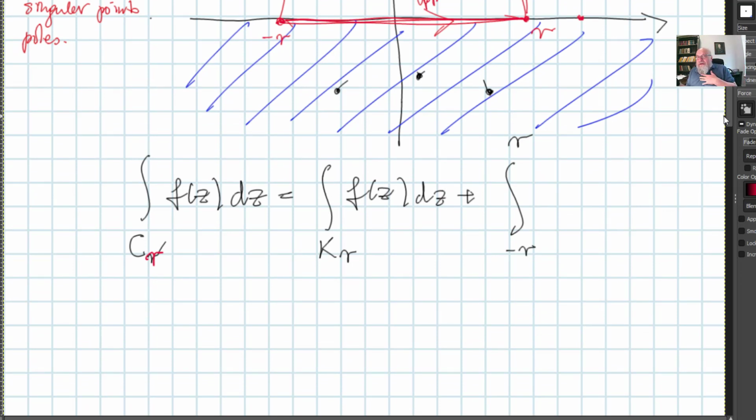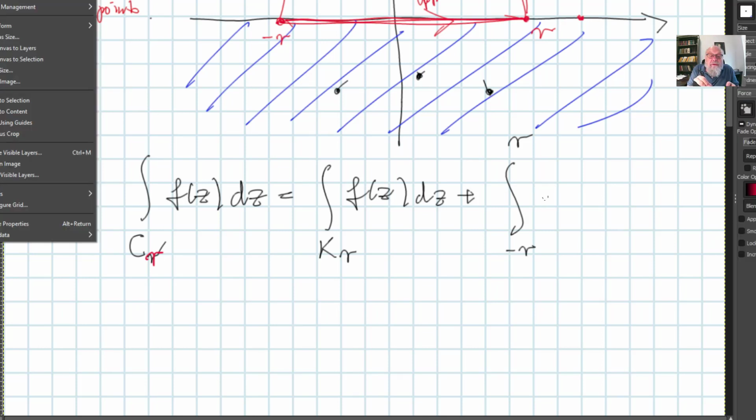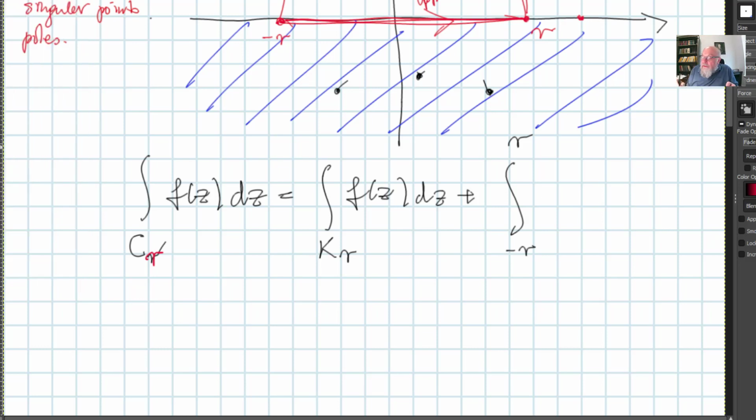So that means, what do I get here? I'm just getting my f of x. I can actually write it down: f of x dx. And one more time, f of z is equal to p of z divided by q of z. So keep it in mind.